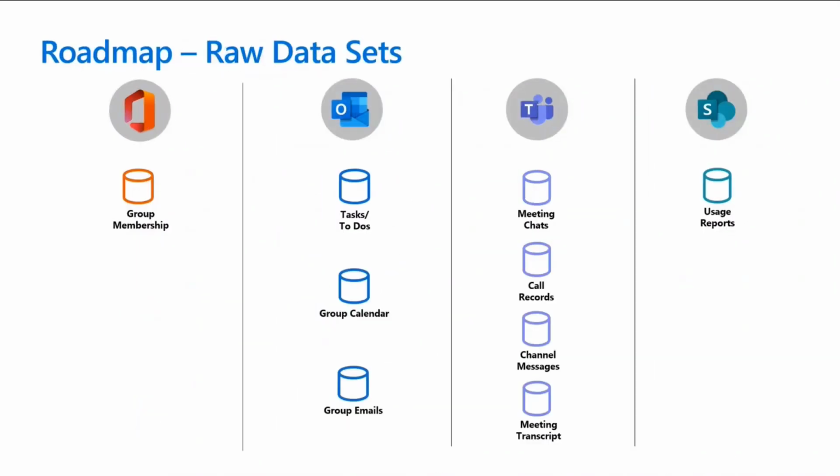Upcoming data sets. So those are data sets we have on the backlog for the next, I want to say, 3 to 12 months, okay? The first one is the group membership. The other one is everything that has to do with task group, calendar group emails, meeting chats, right? Channel discussion, call records. This is a big one. This is around, all right, who's been attending the meeting? Who had their camera turned on, right? This is big for education folks, right?